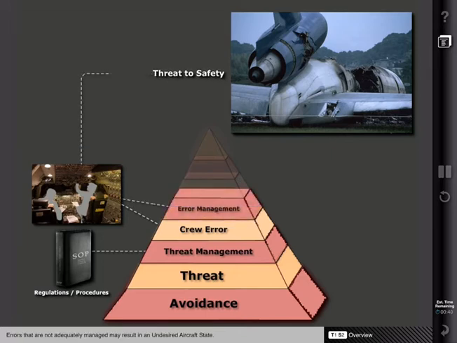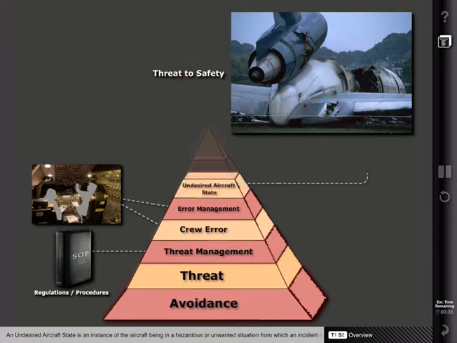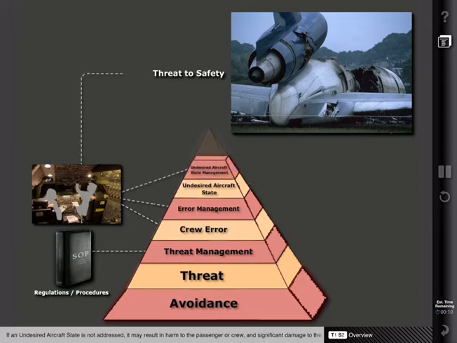Errors that are not adequately managed may result in an undesired aircraft state. An undesired aircraft state is an instance of the aircraft being in a hazardous or unwanted situation from which an incident may occur. Regardless of the cause, proper management of the situation is required to avoid an incident. If an undesired aircraft state is not addressed, it may result in harm to the passenger or crew and significant damage to the airplane. Although crew training and operating procedures can be applied to correct the situation, applying TEM principles before reaching this point would have averted the problem.